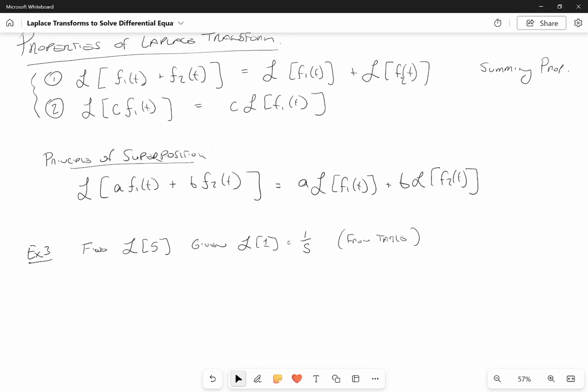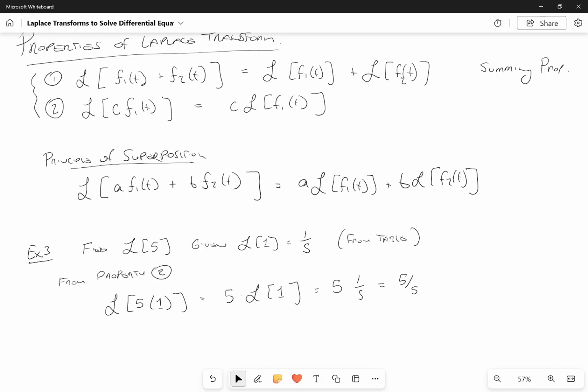Okay, so what does that mean? That means that we're going to basically use property number 2. So from property 2, the Laplace of 5 times 1 is equal to 5 times the Laplace of 1, which equals 5 times 1 over s, or 5 over s. Okay, so that's one of the things that we can do.